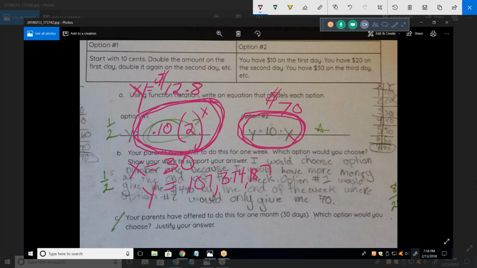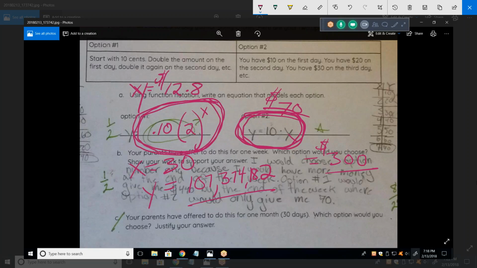Okay, and now 10 times 30 is 300. Look at the difference now.